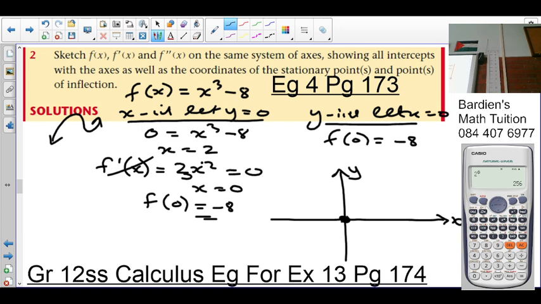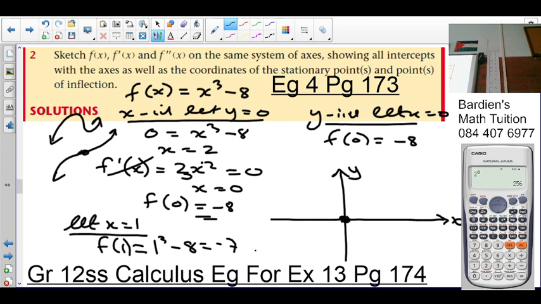Okay, so we know the shape of this graph. But it's going to be safer. Rather draw it. It's going to be safer for us. So what do we say? Let x equal 1. Okay, because this graph is going to look like that, going through 0 then. So f of 1, of course, is going to equal 1 cubed minus 8, which is negative 7.